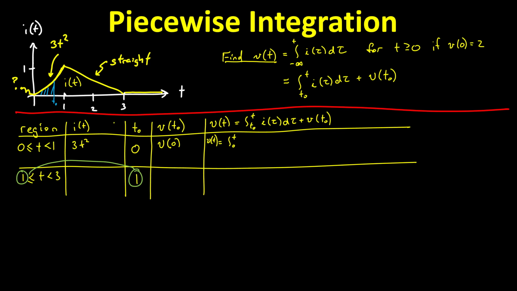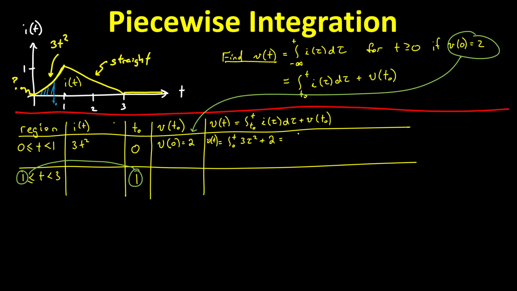Now, if i of t is 3t squared, then i of tau has to be 3 tau squared, plus our initial condition, which we need to find. Now, this initial condition for the very beginning of the problem has to be given to you. And it was. We said up here it's 2. So in the very beginning, we bring that down here. So now this is just a simple calculus equation. Shouldn't be hard to solve.